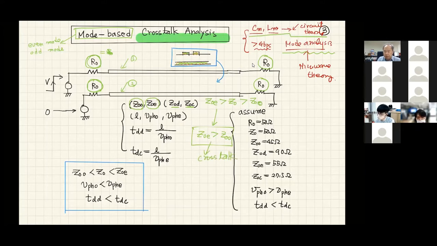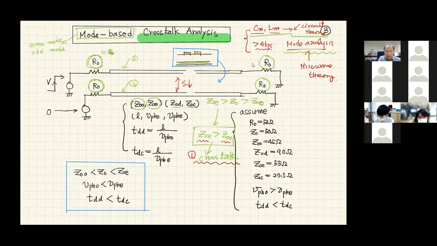That is one important fact that I'd like to emphasize at this moment. When we have two lines and the space between the two lines is very close, the odd mode impedance and even mode impedance will be split, and that will be a cause of crosstalk. That kind of analysis is called mode-based crosstalk analysis.